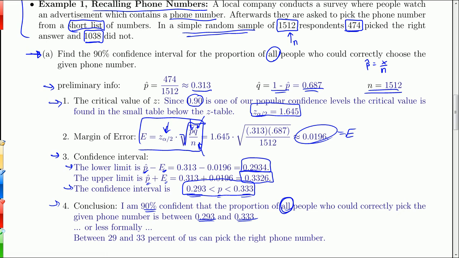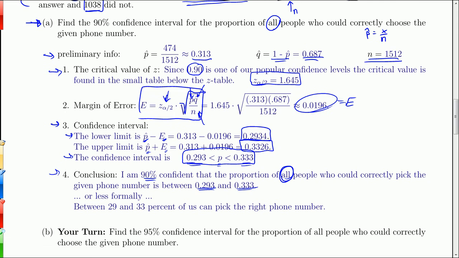So that sounds a little formal, and it might be more formal than what you're looking to do if you were, say, making a flyer or putting this as a note in your advertisement. So you'd probably say something like this. You wouldn't use all the decimals, and you'd probably use percentages. You'd say between 29 and 33% of us can pick the right phone number, right? And you don't usually see the confidence level when people are writing confidence intervals. We will in this class because it's a statistics class, but in general, in publications and in flyers, they generally won't give you that information. But you should always be looking at least for some sort of interval.